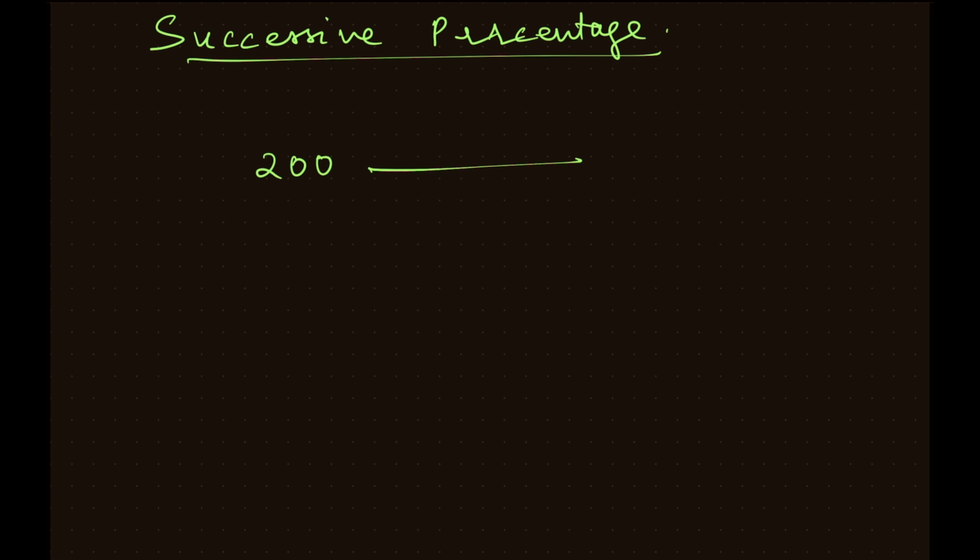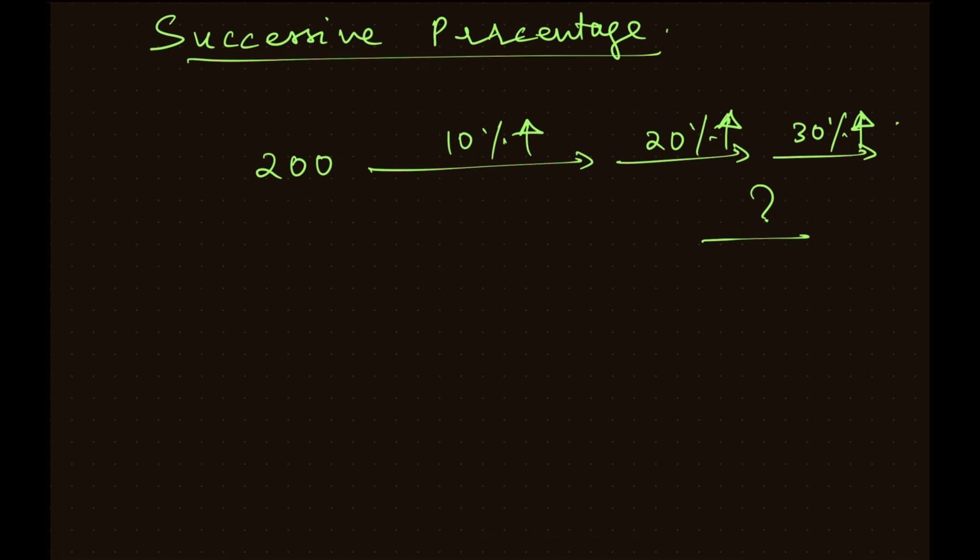Successive percentage. So what is successive percentage? Suppose any number is 200, and we increase it by 10%, further increase it by 20%, and in the next step increase it by 30%. So what is the final value?